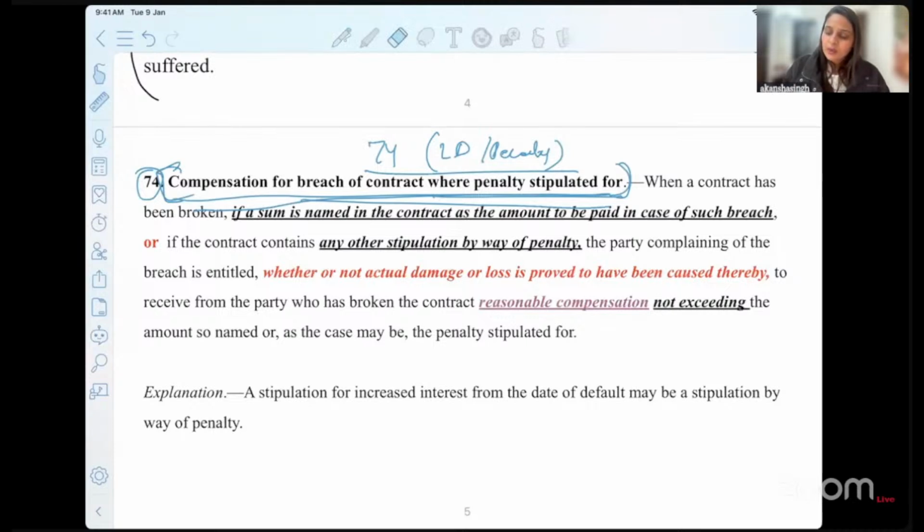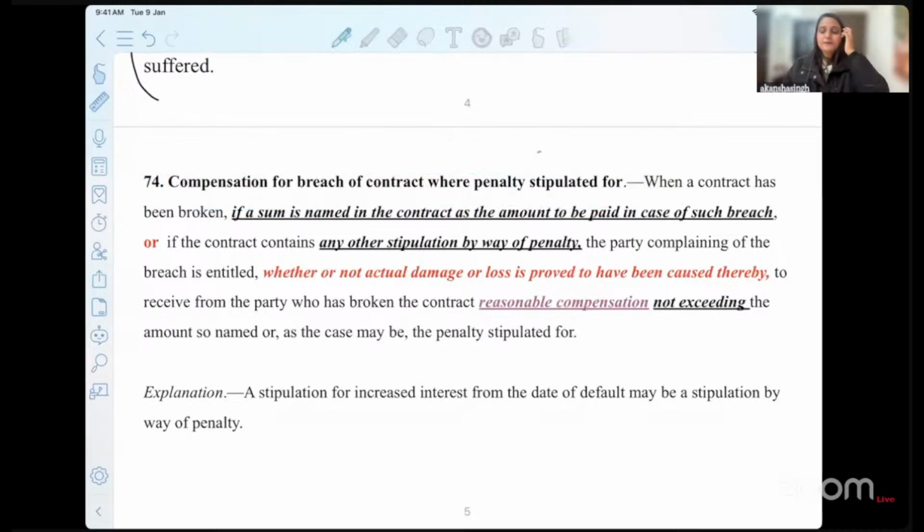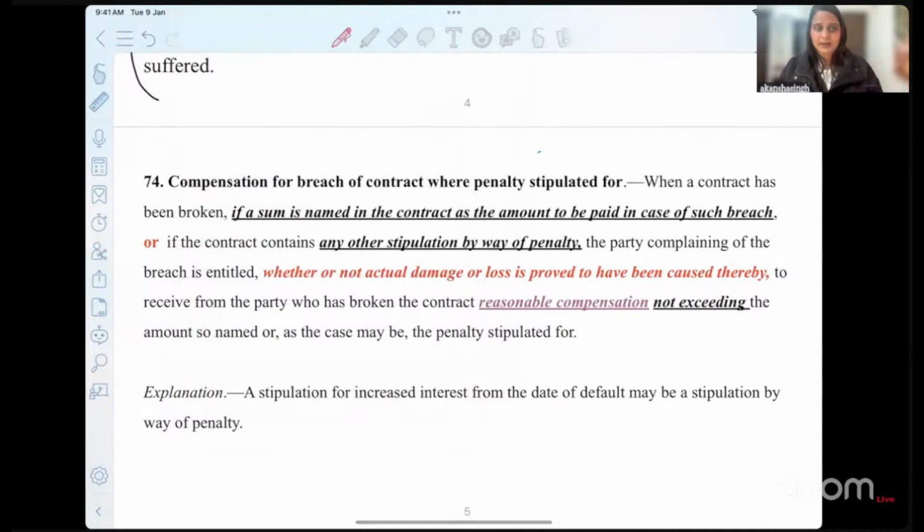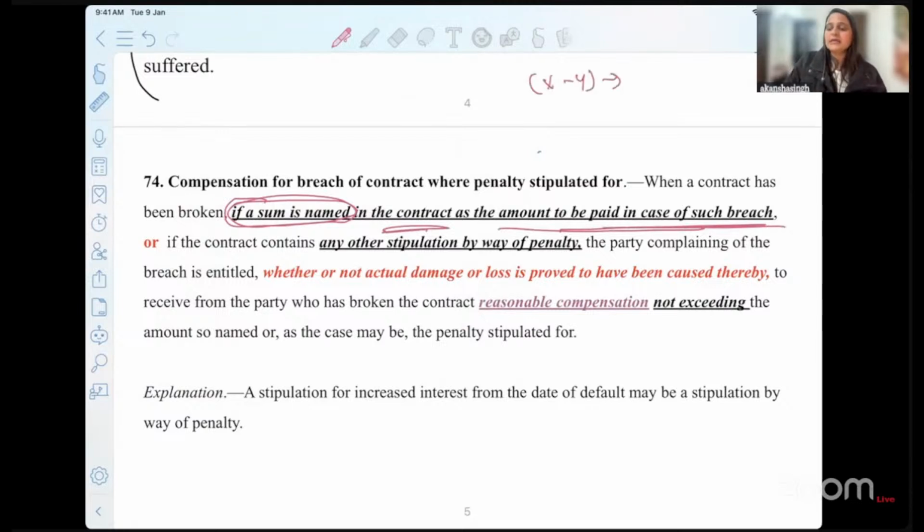When a contract has been broken, if a sum is named in the contract as the amount to be paid in case of such breach, we have to divide our definition into different parts to understand it in a better manner. So first, there is a sum already named in the contract as the amount to be paid in case of breach. So X and Y enter into a contract, and X has said already that if you breach, if you do not deliver the possession of the property, you will have to pay rupees 10,000 to me, hypothetically. So what is this? A sum is named in the contract.